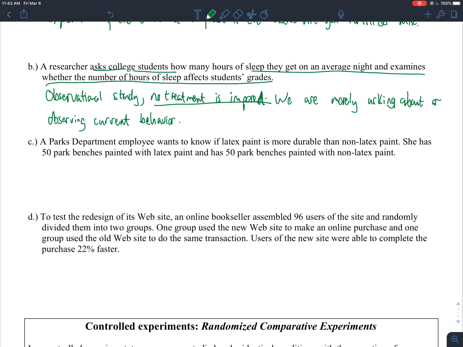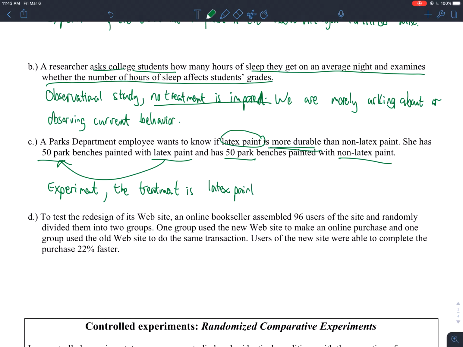A Parks Department employee wants to know if latex paint is more durable than non-latex paint. She has 50 park benches painted with latex paint and 50 park benches painted with non-latex paint. So she's actually interested in whether latex paint is more durable. She imposes the treatment of latex paint on 50 park benches, so this is definitely an experiment. The treatment is latex paint.